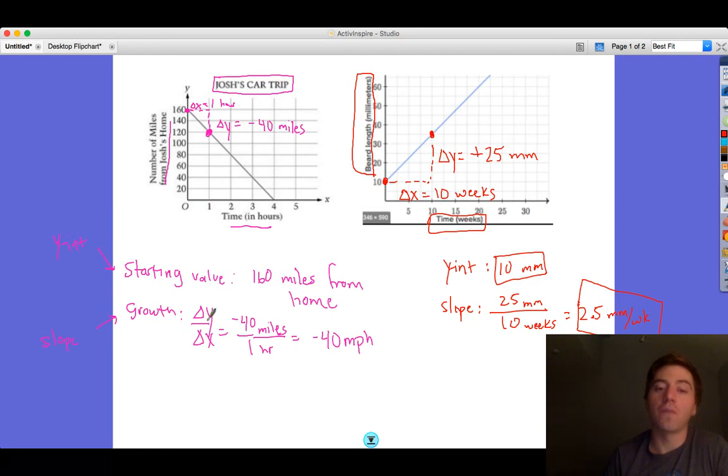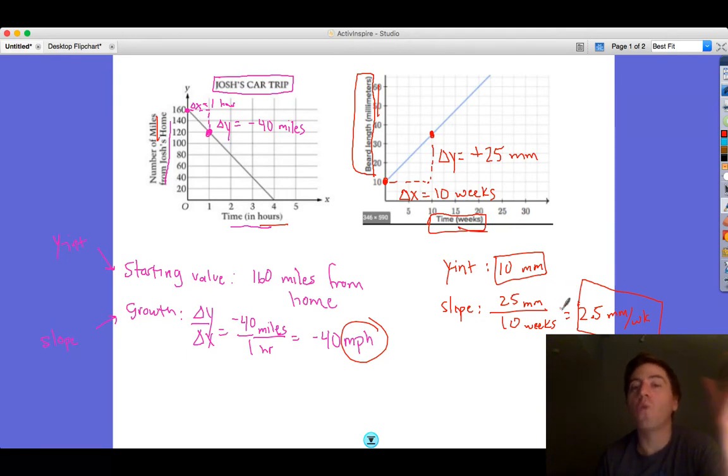Now consider, our slope is change in y divided by change in x. When we're talking about units, this one's in miles per hour, and this one's in millimeters per week. It's going to be y divided by x, just like the slope. The units are going to follow that as well. So negative 40 miles per 1 hour is negative 40 miles per hour, and 25 millimeters per 10 weeks is 2.5 millimeters per week. The units are going to be the same way.